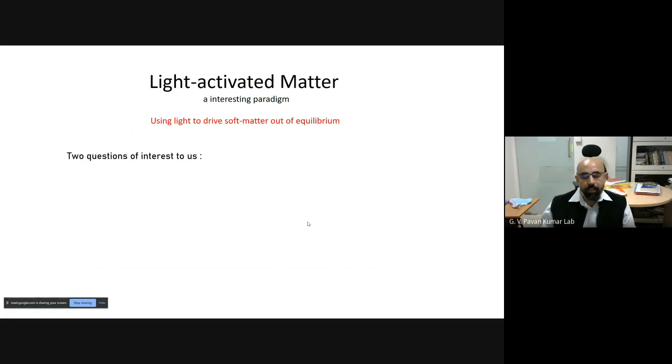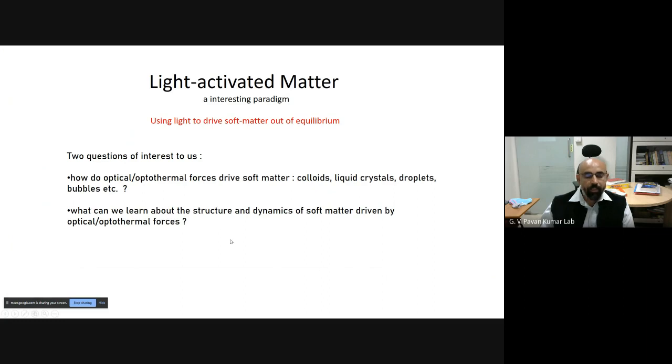There are two questions which are fundamentally of interest to us. The first is how do optical and optothermal forces drive soft matter? The kind of soft matter we are interested in is colloids, liquid crystals, droplets, bubbles, etc. There are also specific questions related to what we can learn about the structure and dynamics of soft matter, especially those structures which are driven by optical and optothermal forces. This encompasses a very nice subset of questions related to driven active matter, and there are some very interesting prospects as I'm going to discuss further.